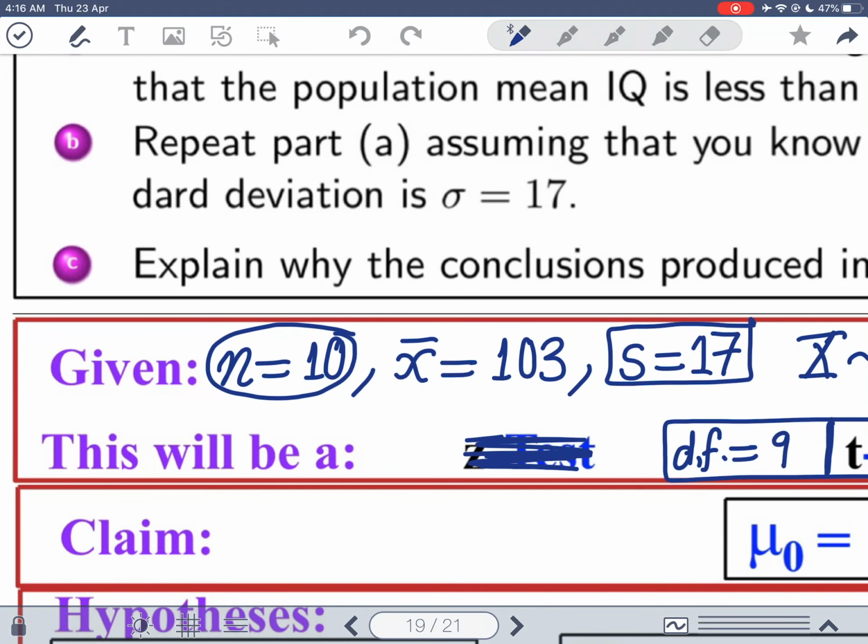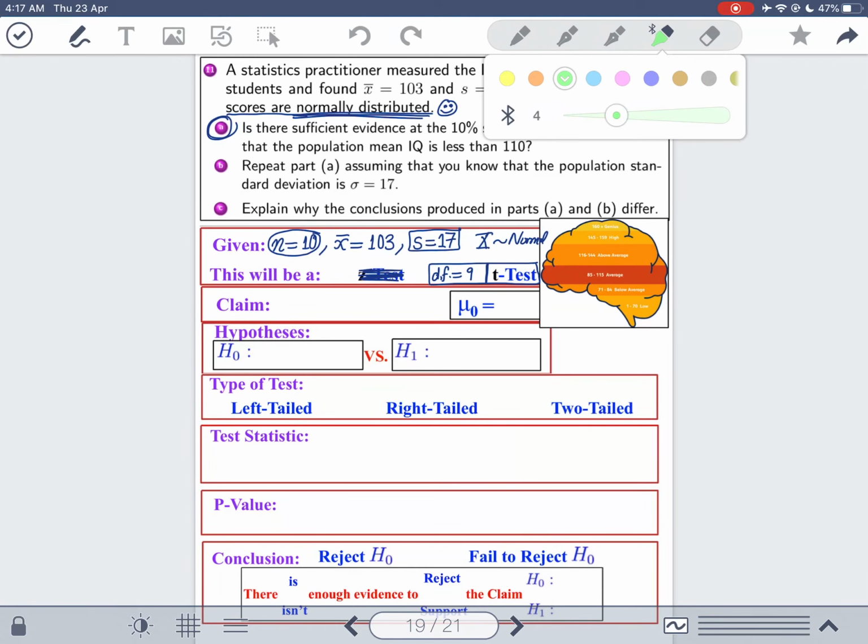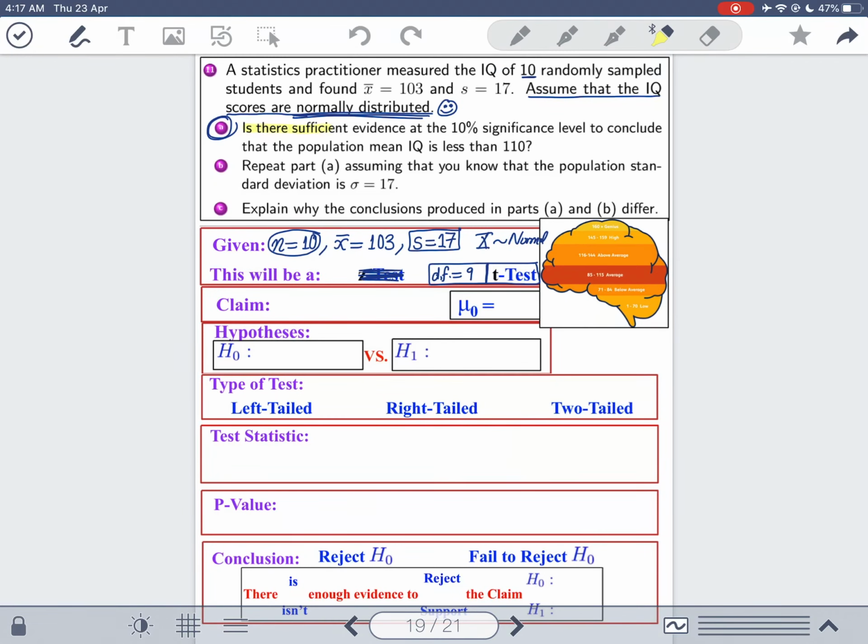So it will be 9, the degrees of freedom. Okay, and now what would we do? We wrote everything. So part A, is there sufficient evidence? So there is a question. Let me highlight the question. It's asking you, is there sufficient evidence at the 10% significance level?